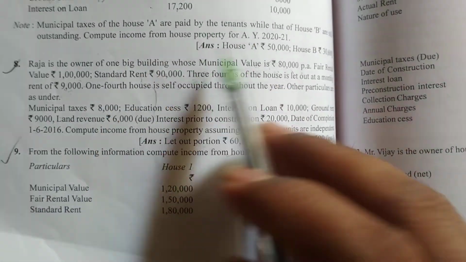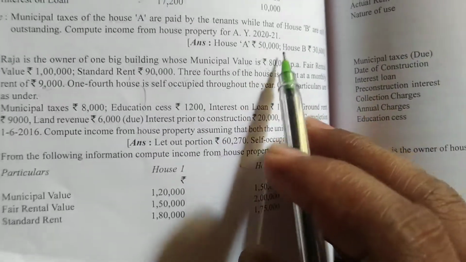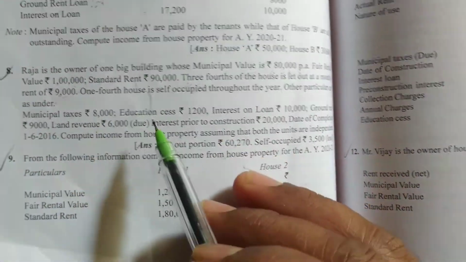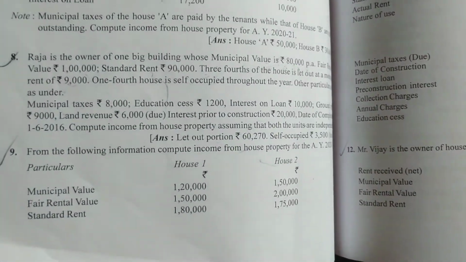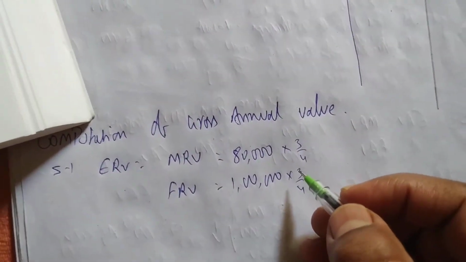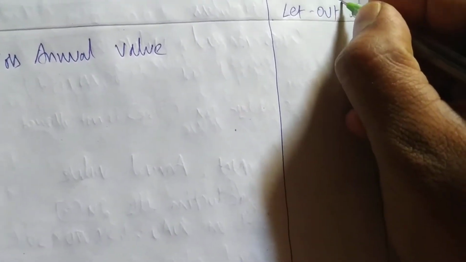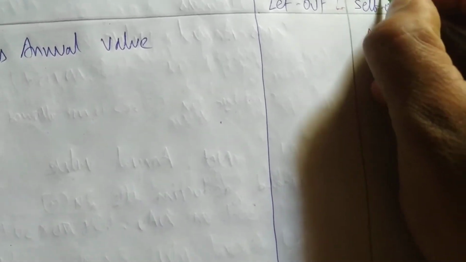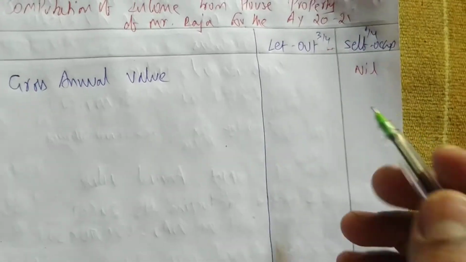When he says both units are separate, it means 1/4 is separate and 3/4 is separate. But the rent values are given for the entire building: municipal value, FRV, standard rent, actual rent. It is given for the entire building. So what we have to do? We have to segregate. Okay. So we are segregating. 3/4 is let out. 1/4 is self-occupied. So the entire building we are dividing.